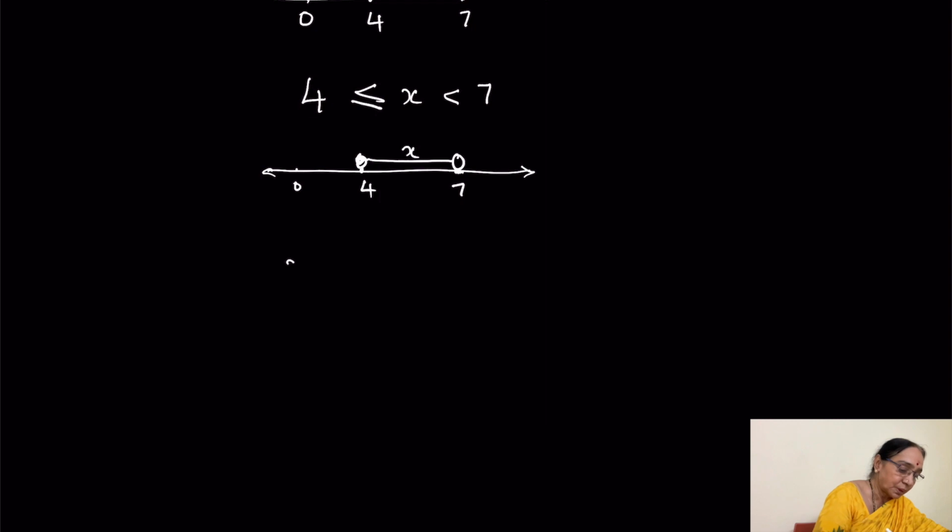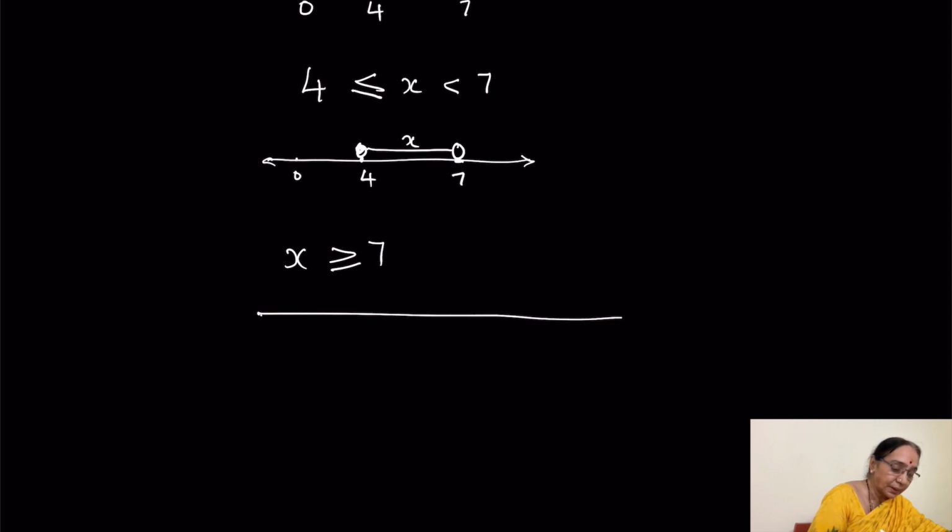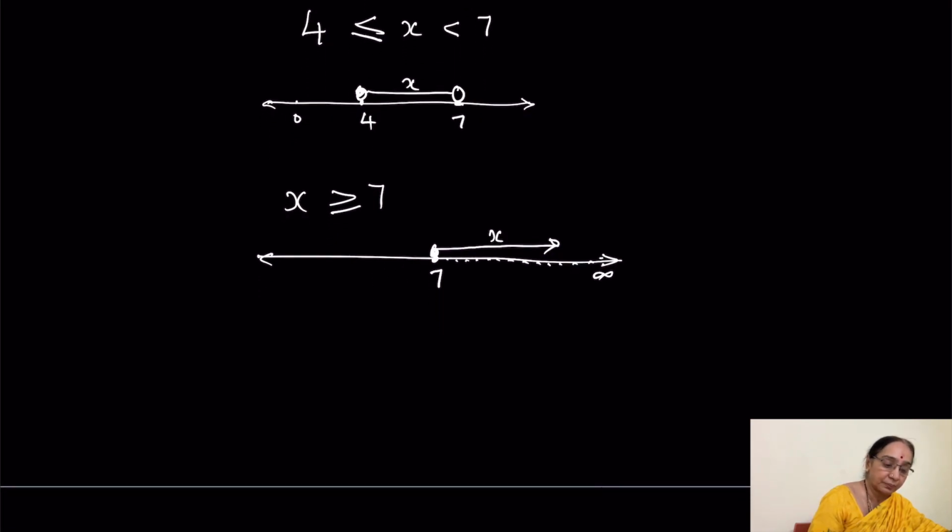Now what about, how do I represent x greater than or equal to 7? In that case, you have to just mark 7, shade it, and go all the way to infinity. So just put an arrow mark pointing to the right for x greater than or equal to 7. So all the points on the number line which are to the right of 7, including the 7.